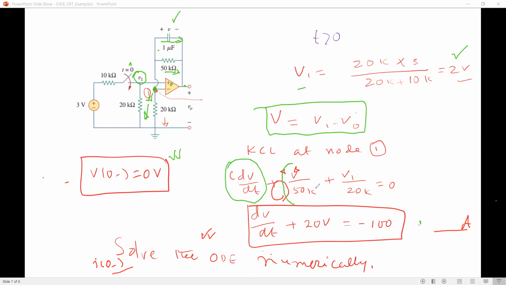It is also going away from the node. And this is the current V1 divided by 20K, also going away from the node. So this is your nodal equation there. Then if we rearrange and calculate them, we will obtain a differential equation of this form. Is it not a first order differential equation? Yes, sir. And you can solve it by using any one of the numerical techniques, try to solve it.